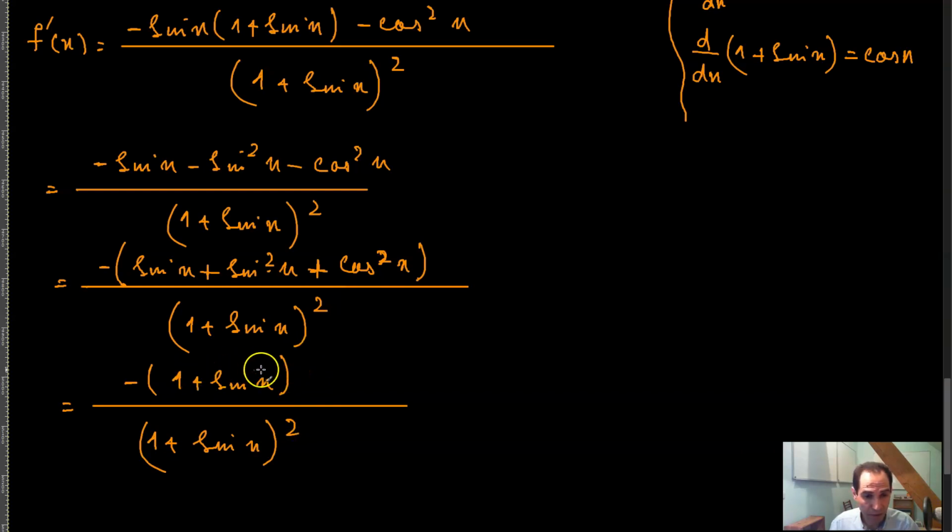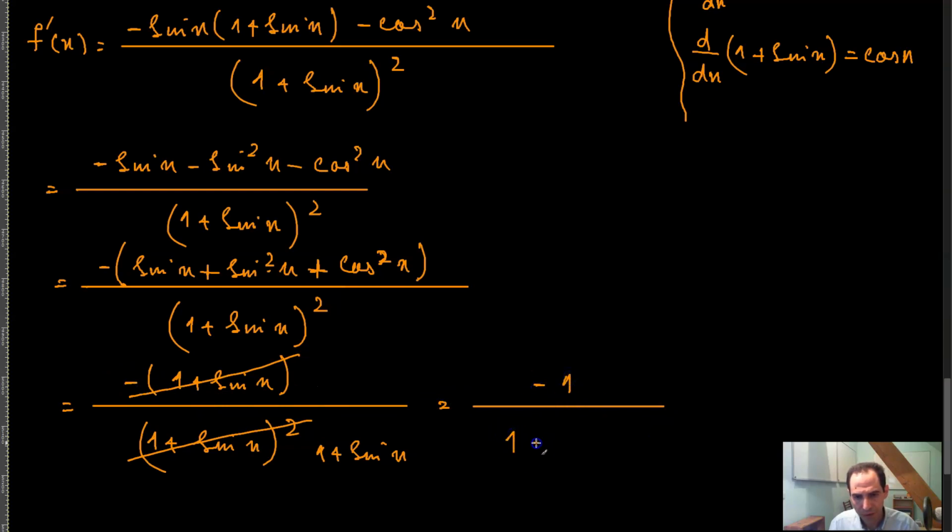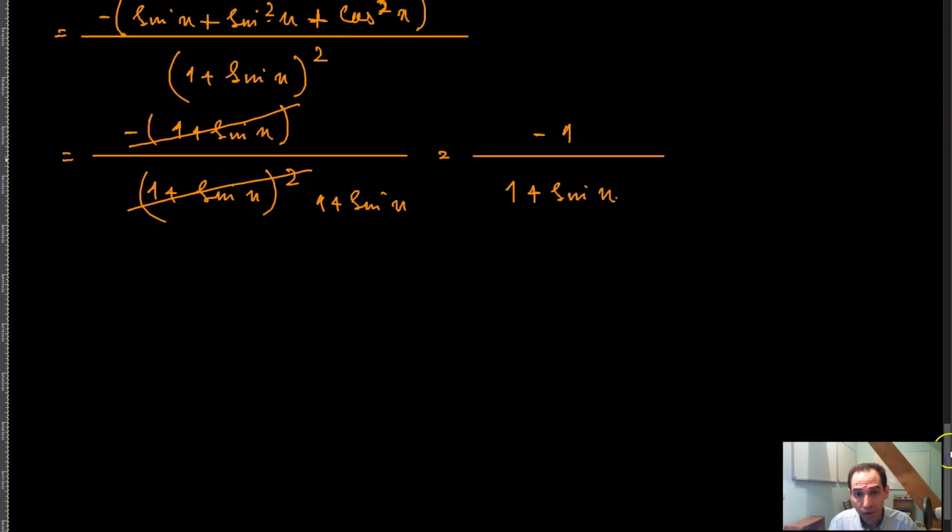Then here, basically, you can cancel this out with this, and you will get negative 1 over 1 plus sine x. And of course, here you need to specify that 1 plus sine x is not equal to 0, which you already know because it's already written here, so you don't need to talk about it. If 1 plus sin x had disappeared and it wasn't here anymore, then you would have to write that 1 plus sin x is not supposed to be equal to 0. But it's already there, so there is no point in doing that.